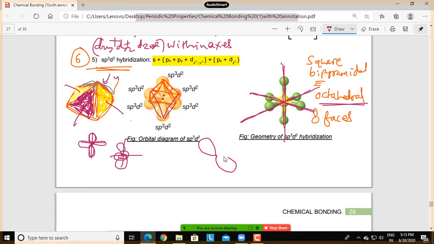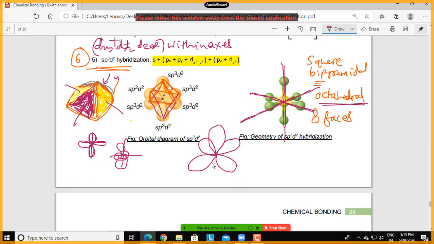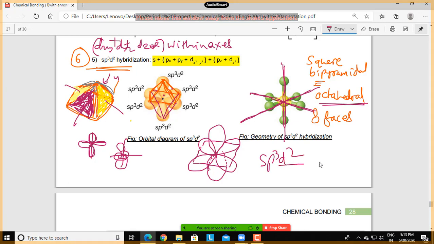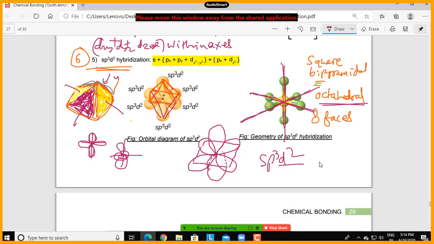This is 1, this is 2, this is 3, this is 4. Done. And one is above it and one is below it. Like this you show. Broken line you show. So this you join. This is a square in order to get the shape. And above it one pyramid, below it one pyramid. This is sp3d2. Okay. Completed sp3d2 hybridization. Examples we will take. Don't worry.